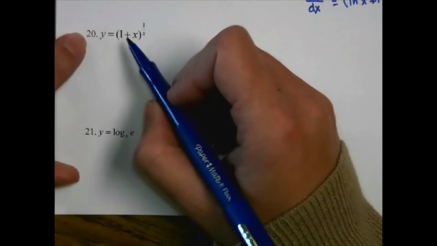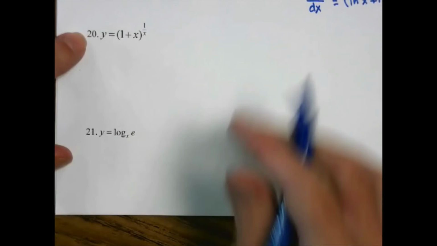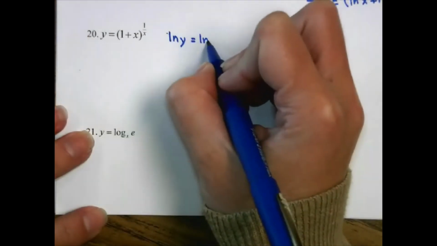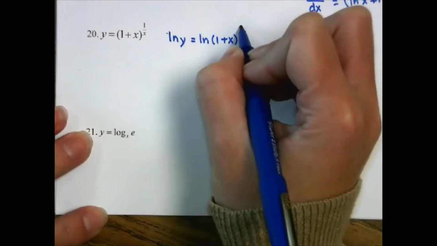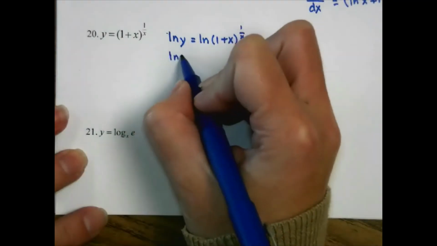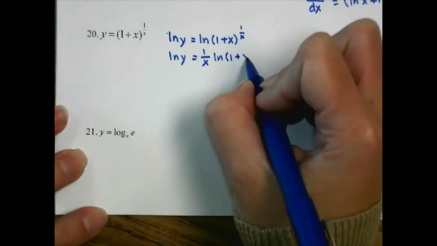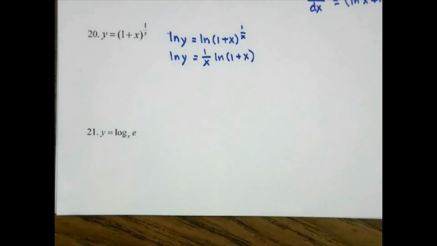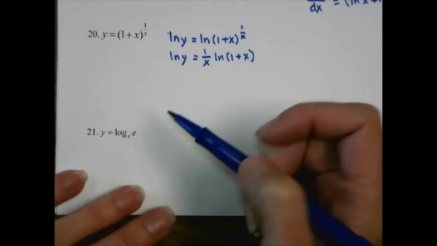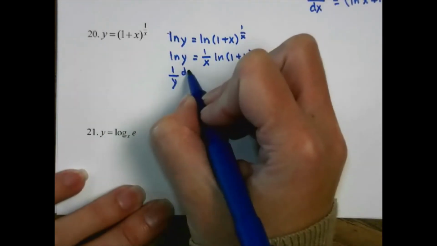Okay, we have a function that has a base that involves an x and an exponent that involves an x. So we're going to take the natural log of both sides. Which allows me to get the exponent to no longer be an exponent. And now we have something that we can take the derivative of using product rule and chain rule and all of our rules. So here, derivative of natural log of y is 1 over y dy dx.